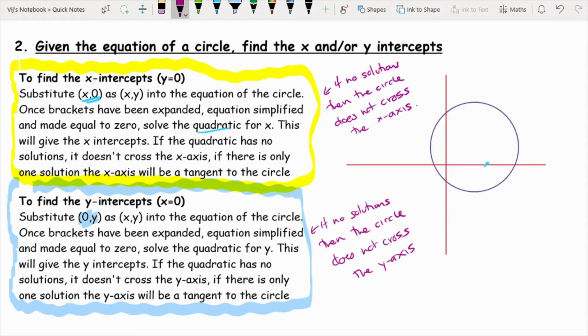So it's important that you're able to understand what your answers are telling you. If you end up with two answers, it means it crosses it twice. If it's got one answer, it shows it's a tangent. And if there's no solutions, then it doesn't cross at all.